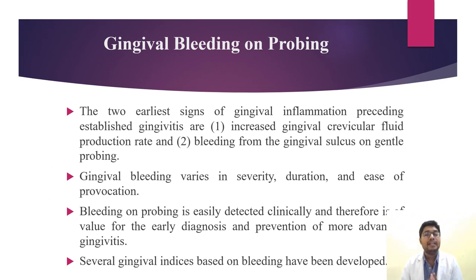Gingival bleeding on probing is another clinical finding of gingivitis. The two earliest signs of gingival inflammation preceding established gingivitis are increased gingival crevicular fluid production rate and bleeding from the gingival sulcus on gentle probing. Gingival bleeding varies in severity, duration and ease of provocation. Bleeding on probing is an easily detectable clinical aspect, and therefore it has value for early diagnosis and prevention of more advanced gingivitis. Several gingival indices are also available for this kind of probing method.